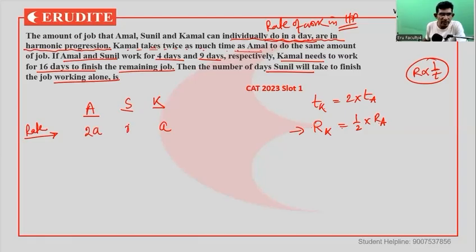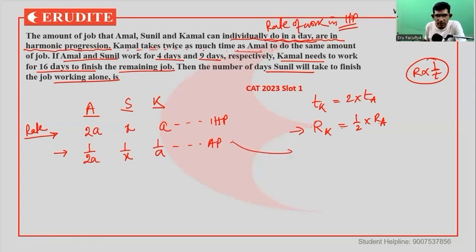The rate of Sunil, let's take x. And these rates are in HP. So you know that if some terms are in HP, then their reciprocals must be in AP. So 1 by 2a, 1 by x, and 1 by a are in AP.